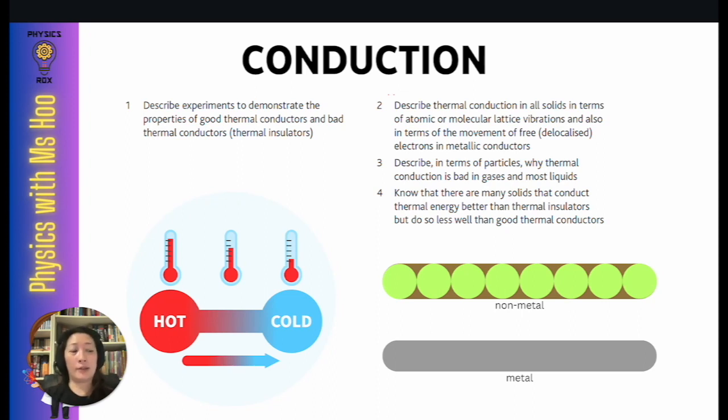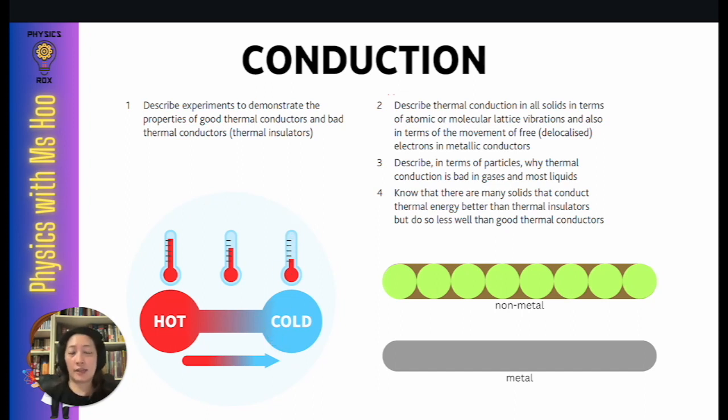Importantly, you need to be able to describe thermal conduction in all solids in terms of atomic or molecular lattice vibrations, and also in terms of the movement of free or delocalized electrons in metallic conductors. Remember that thermal conduction is the transfer of heat energy from a hotter region to a colder region, because hotter particles have more energy and the energy is being spread out to the area where there's less energy.